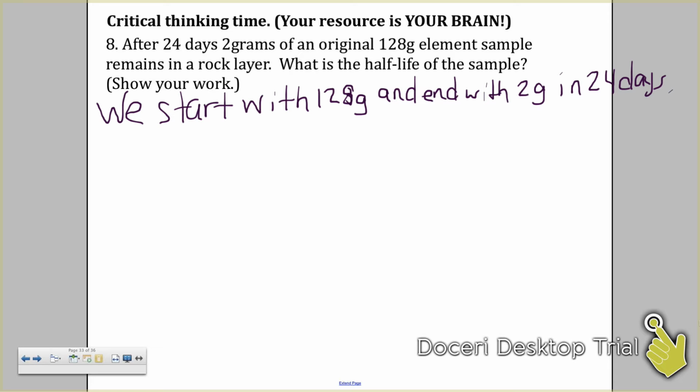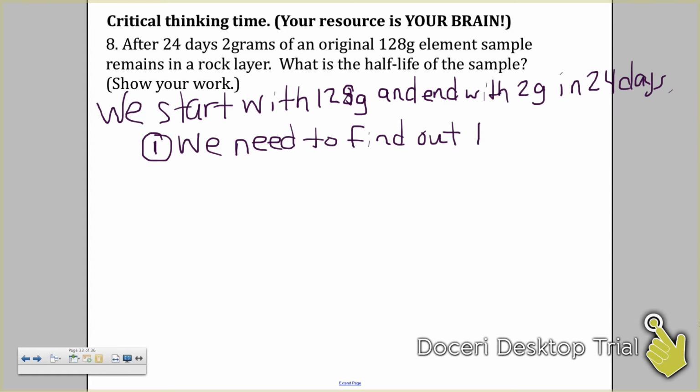Here, we don't know what the half-life is. This is why they don't give us an element. Because we don't even know what the half-life is. We have to figure that out. In order to figure that out, we got to do a couple of things. First, we need to find out what? We know how many days it took total, 24 days. Exactly. We need to find out how many.